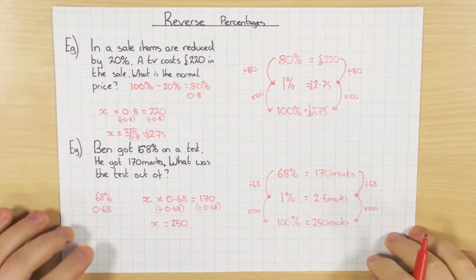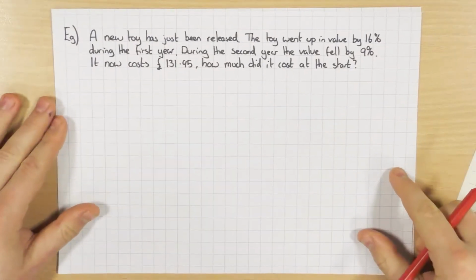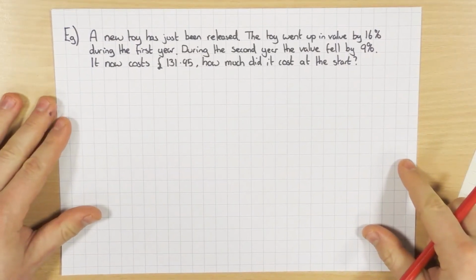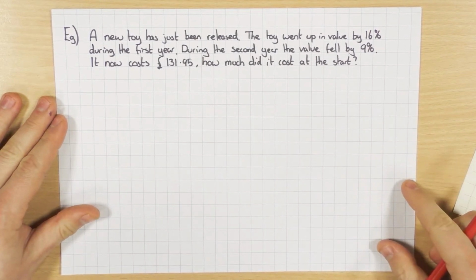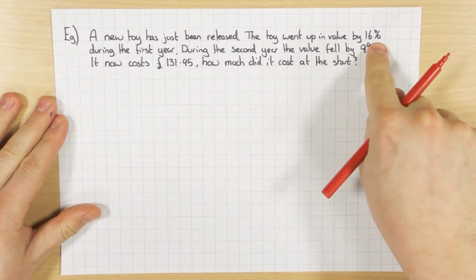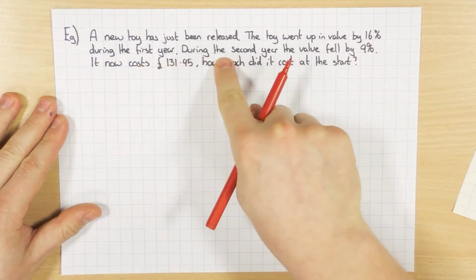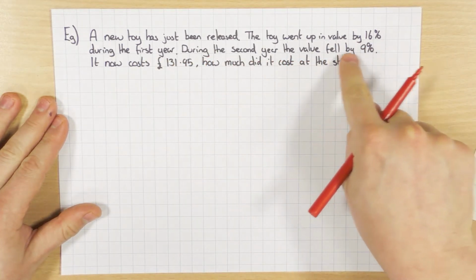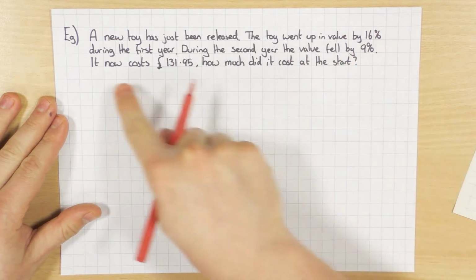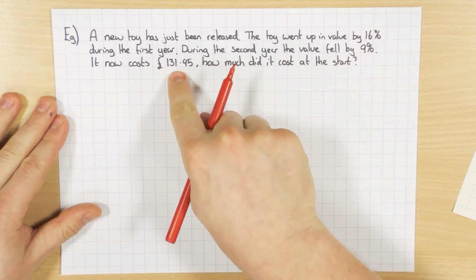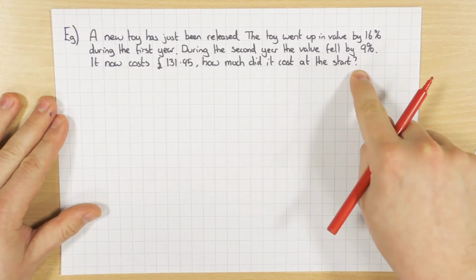I've got one last example, guys, of when we increase and decrease at the same time. So just bear with me a second while I grab that sheet out. Here we go. So a new toy has just been released. The toy went up in value by 16%, so it's increased by 16% in the first year, and during the second year it fell, so decreased by 9%. It now costs £131.95. How much did it cost at the start?